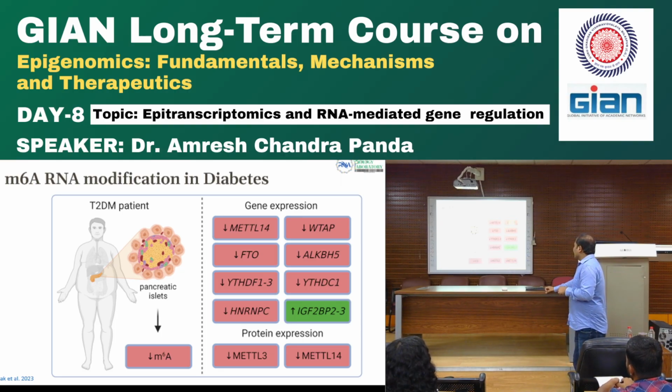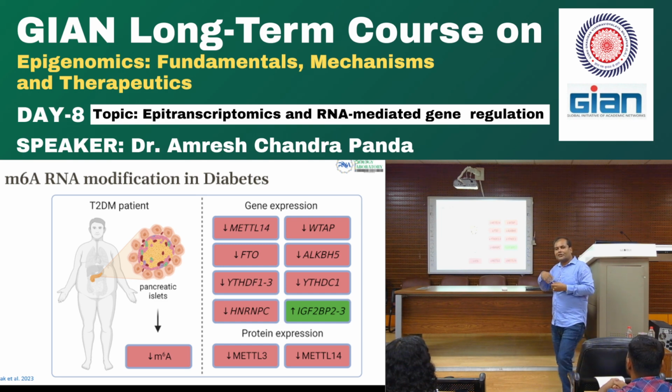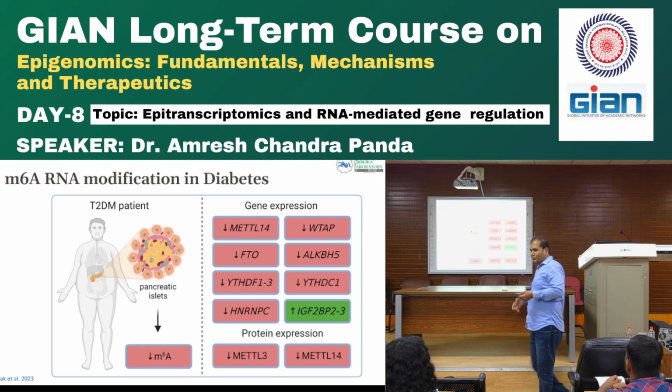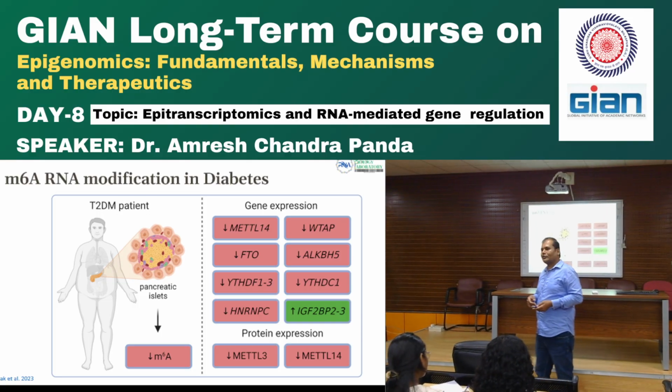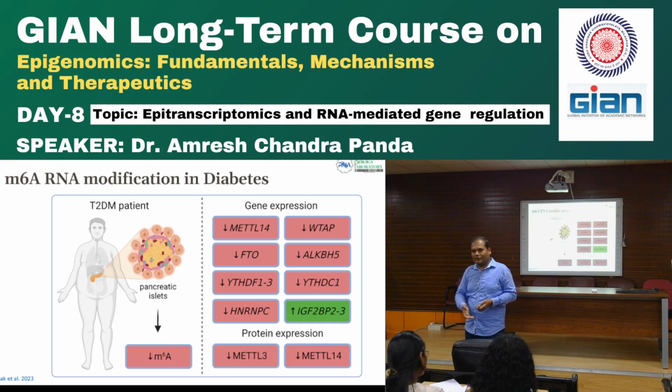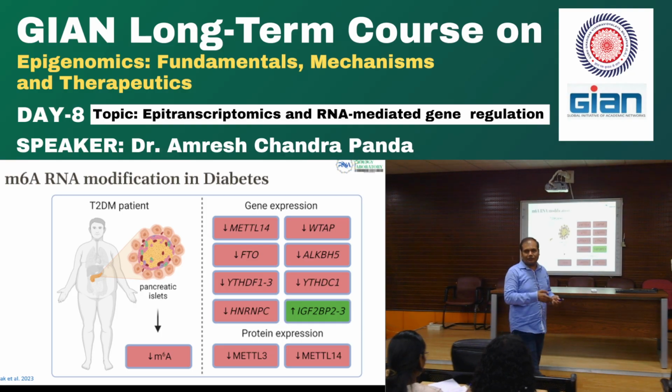So in case of type 2 diabetes, you can see the modifiers, readers and erasers also alter. Because of this alteration, the gene expression changes. Here, in pancreatic beta cells, you see m6A goes down. So how can I reverse that? What will you do? Either block the eraser or overexpress the readers and the writers, so that you can reverse it back.